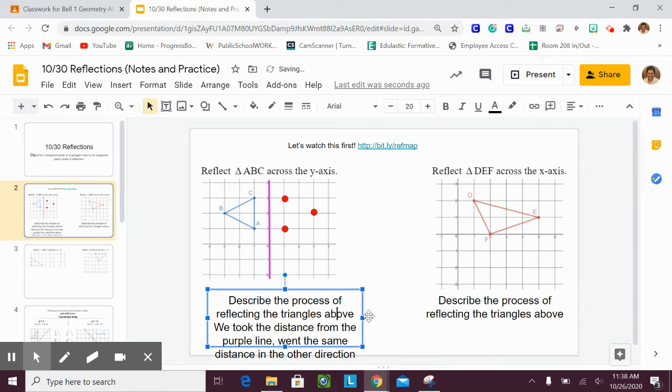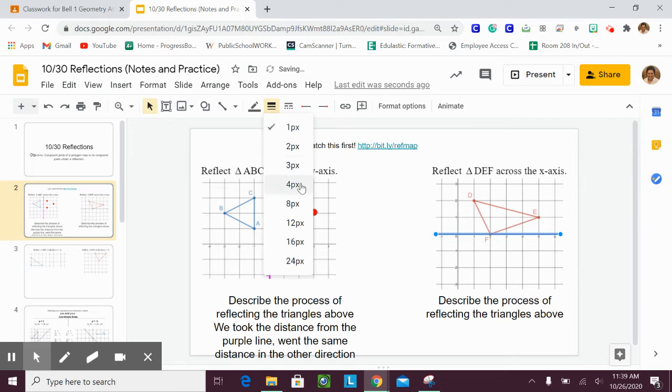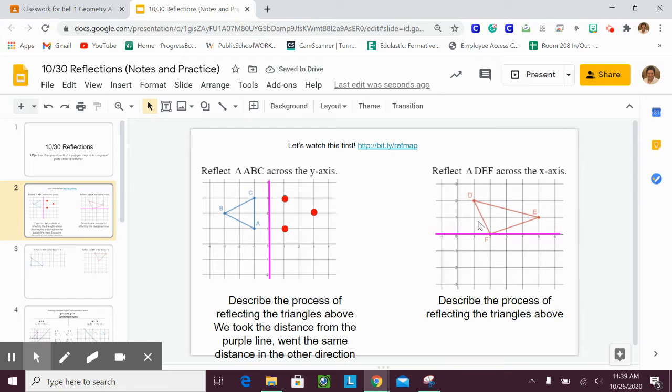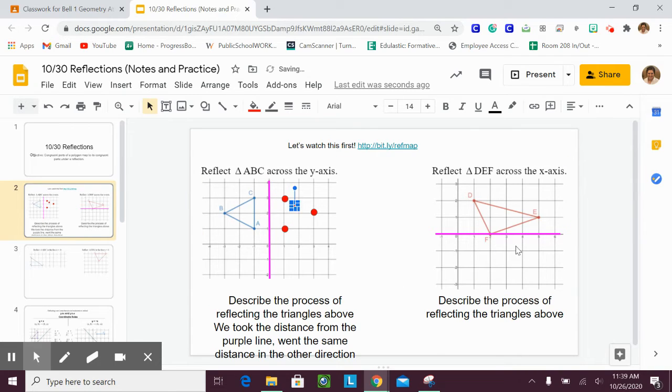Okay. All right, now over here, reflect triangle DEF across the x-axis. So the x-axis is that line. Okay, again, I'm going to make it purple. Just feeling the purple today. So we need to reflect this across the x-axis. All right, so I'm going to move these over here.